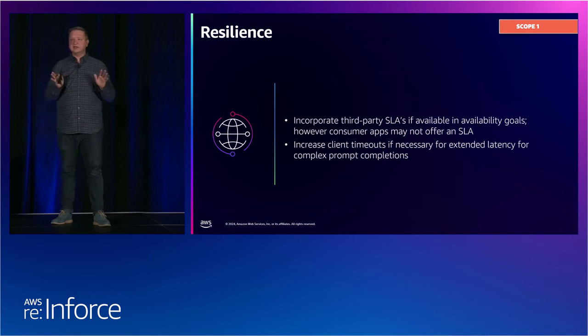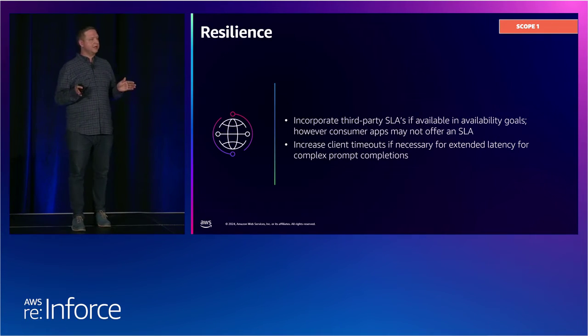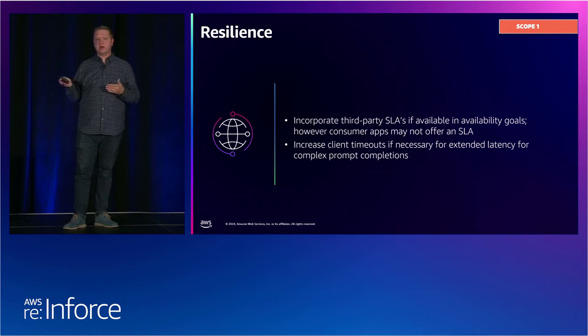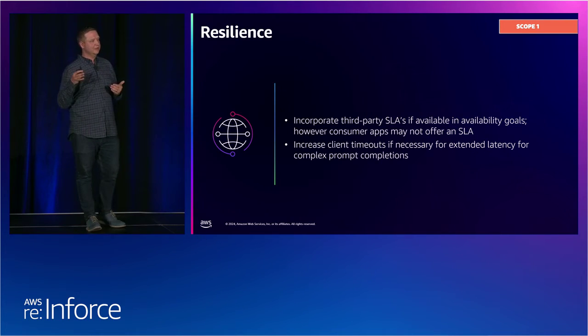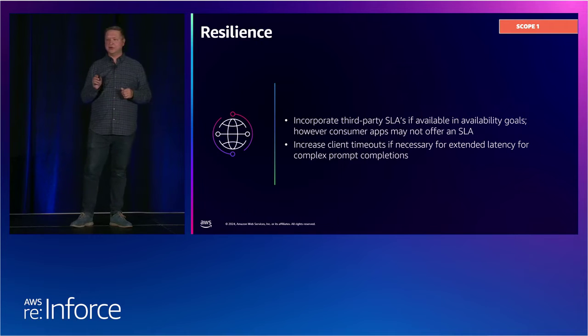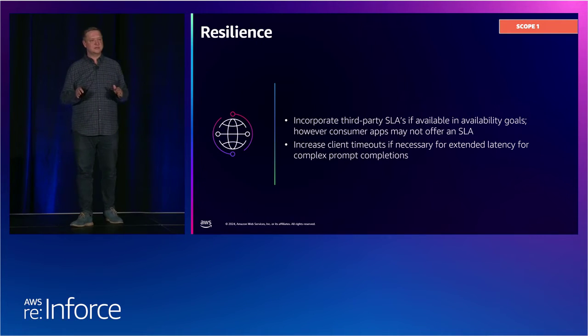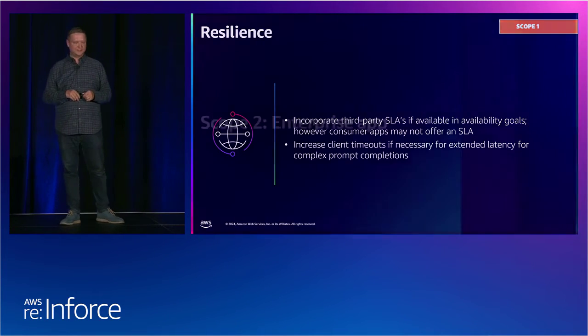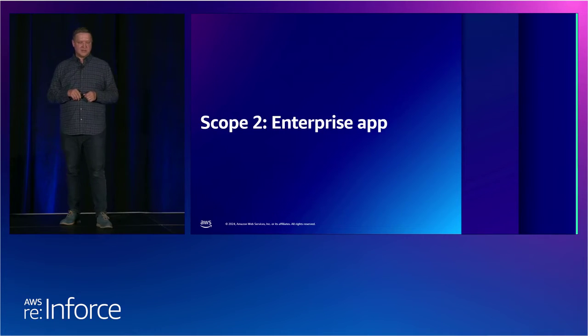Resilience, I guess the key takeaway here is you're probably not going to have an SLA, right? Scope 1 apps, best effort. It's available. I would recommend not building key business workflow processes to use Scope 1 apps, because if you do and it's not available, you have no recourse, right? At least no legal recourse. So let's talk about Scope 2.